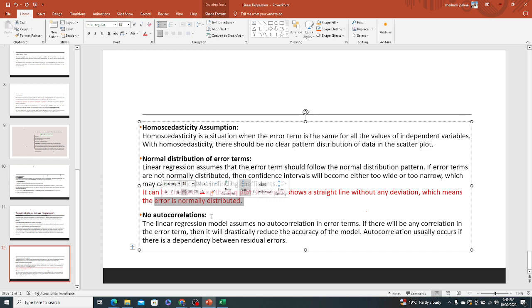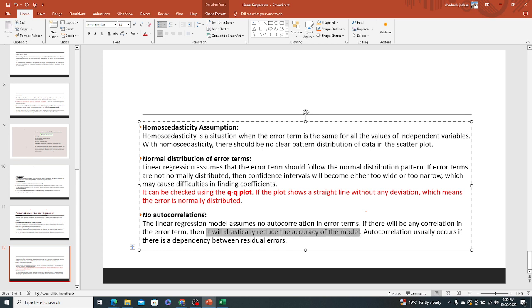Okay. Then we have the issue of autocorrelation. Basically here we are trying to say we should not have any autocorrelation within the error terms. The linear regression model assumes no autocorrelation in the error terms. If we have correlation between the error terms, then it will drastically reduce the accuracy of the model.